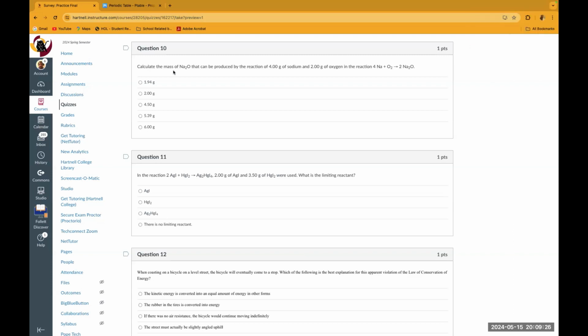We're going to take the 4 grams of sodium and multiply it by the molar mass. Okay, so what is the molar mass of sodium? 22.990. Can we get away with 23? We can get away with 23. So it's 23 grams of sodium per 1 mole.